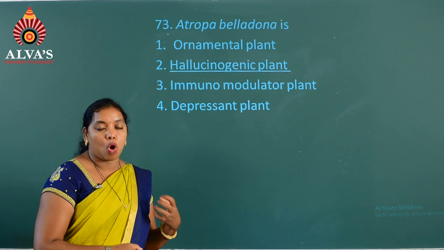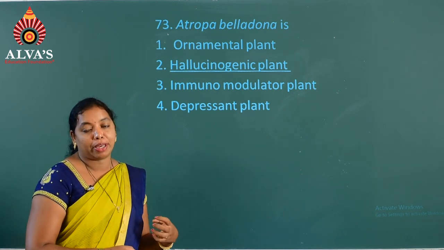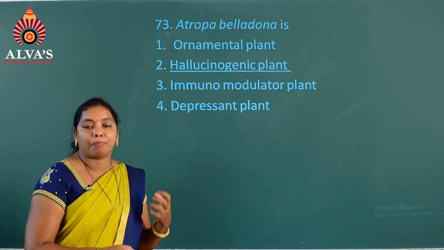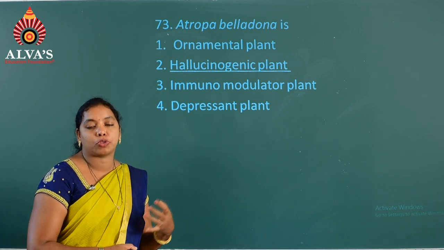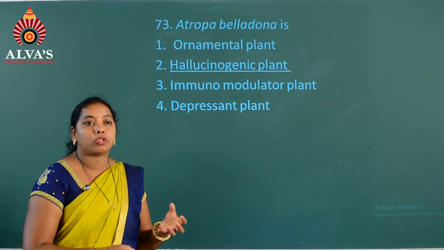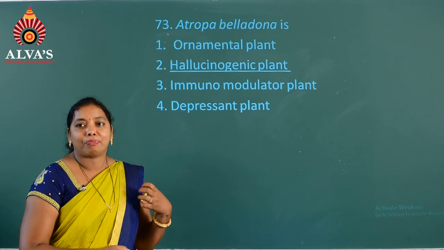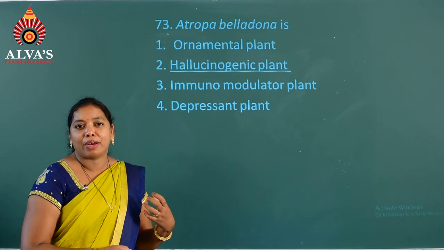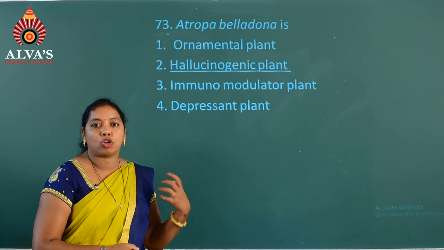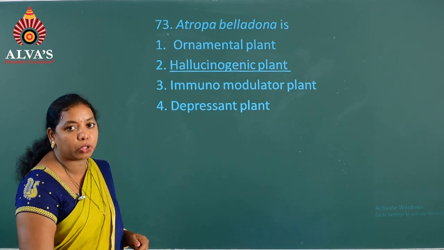The extraction of this particular plant has a depressant effect on the body of the person. Generally after intake of this particular drug extracted from Atropa belladonna, the person used to perceive things, taste or hear something which is not exactly present in front of him. So that's why it is a hallucinogenic property. Answer for this question 73 is the second option.